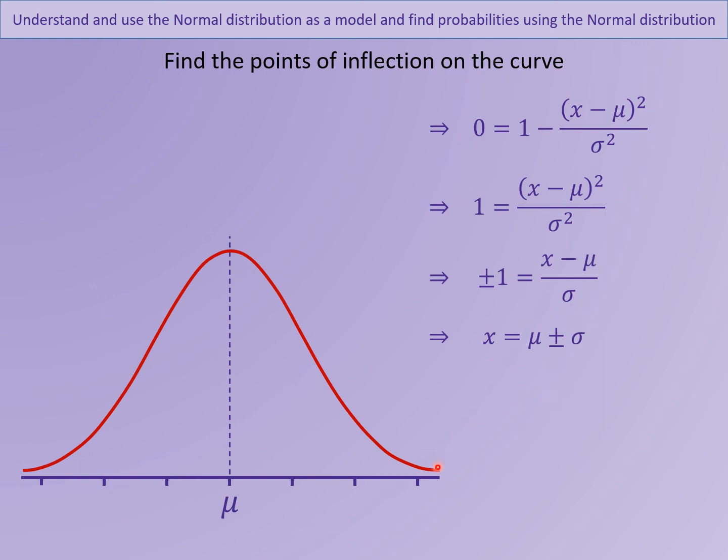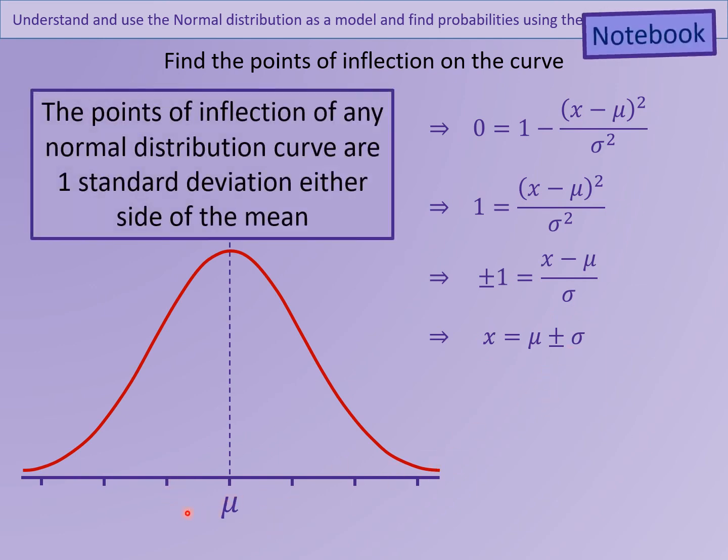And it's proved where the points of inflection are. The points of inflection on any normal distribution curve, I've proved it to you there, are plus or minus 1 standard deviation from the mean. So that point there and that point there are the points of inflection on the curve. That's where your convex changes to your concave, and then your concave changes back to a convex.